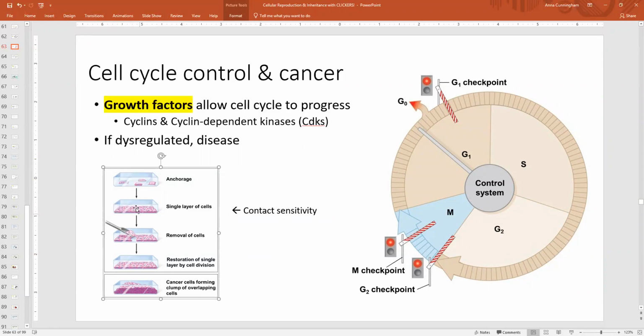Notice that the cells only grow until they contact each other. Notice it says a single layer of cells. That's because the cells grew from just a couple, and they grew until they touched each other. So your cells will grow until they touch each other, and then that gives them a signal to stop growing. This is really, really important.